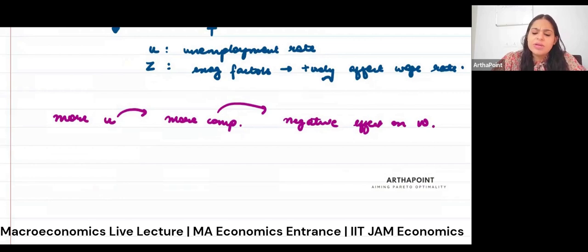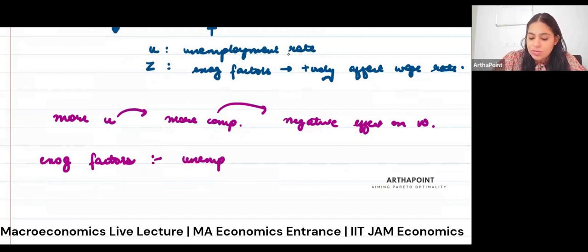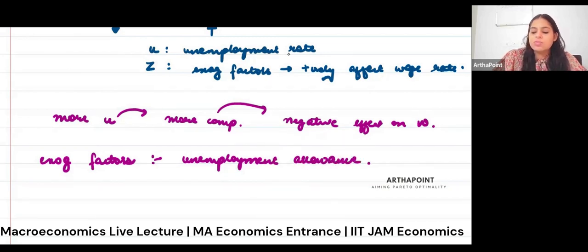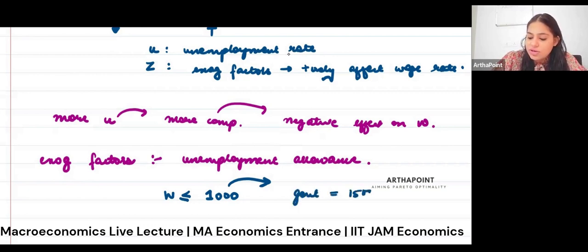Now, the second relationship is the exogenous factors. That's Z. So please write down. You can consider these exogenous factors as, let's say, the unemployment allowance. If people are given unemployment allowance, for example, the government declares that if your wage is less than or equal to 1,000, then the government will give you some benefit. The government will give you 1,500 from its side.